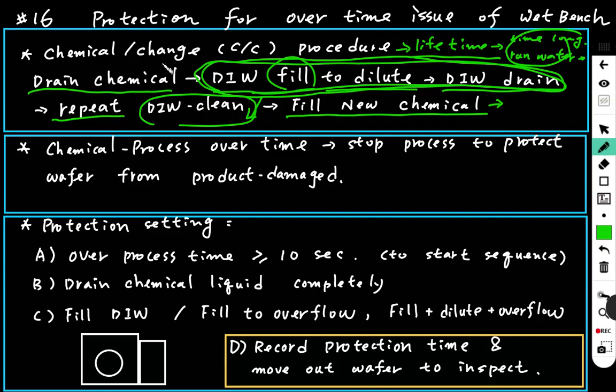And we use the chemical change to set the protection for overtime issue. The chemical process overtime is very clear. If a wafer is sinking at a chemical tank, it will sit for 3 minutes. 3 minutes processing time.